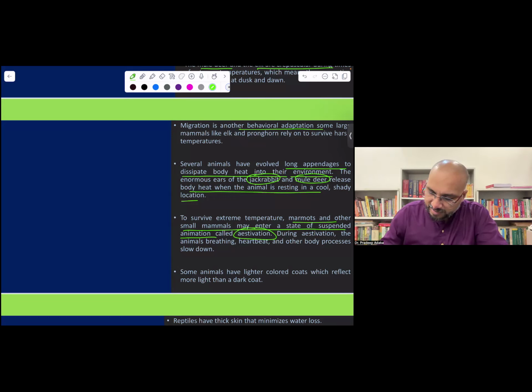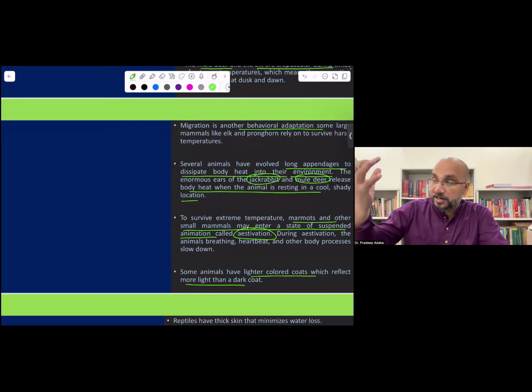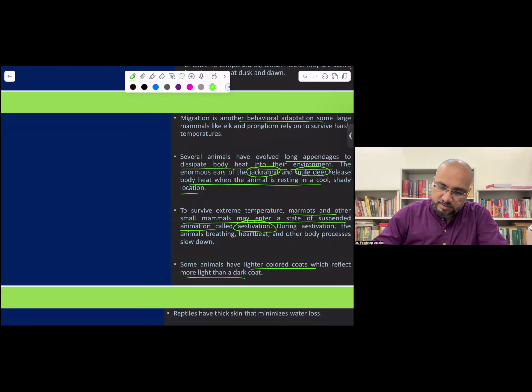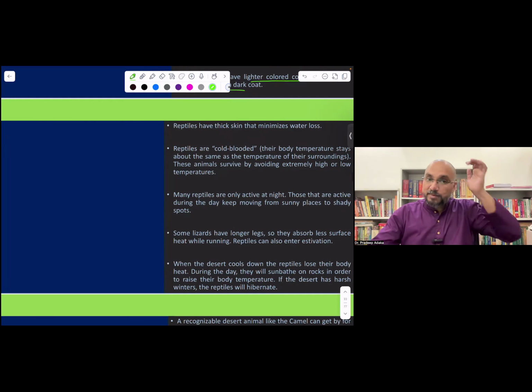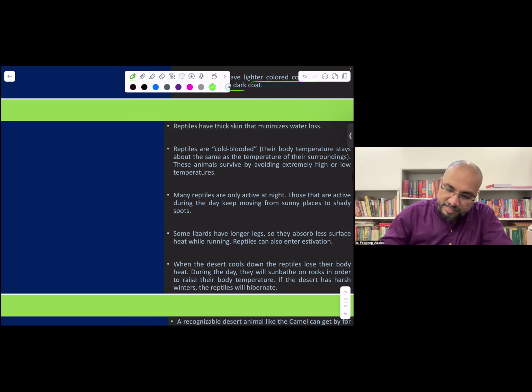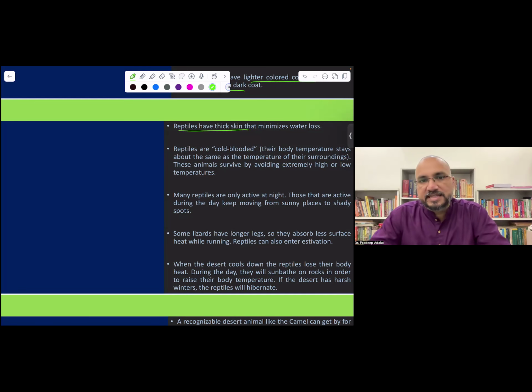Some animals have light colored coats which reflect more light than dark colored coats. Dark objects absorb more heat, so their body coat or fur color is lighter so that they absorb less heat. Reptiles have thick, leathery skin to minimize water loss. Reptiles are poikilothermic, that is, cold blooded. They don't have their own temperature regulation, so their body temperature will be the same as the external environment.